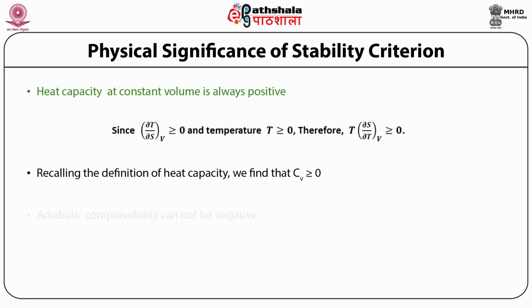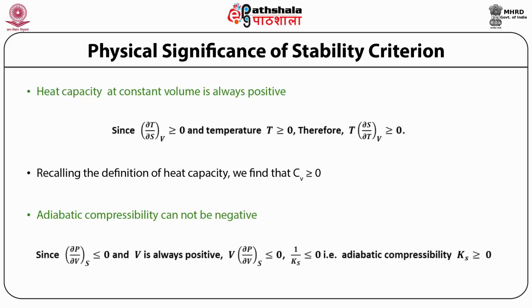Second, adiabatic compressibility cannot be negative. Note, since (∂P/∂V) at constant S is less than or equal to 0 and V is always positive, V (∂P/∂V) at constant S is less than or equal to 0, implying 1 upon Ks, that is adiabatic compressibility, is less than or equal to 0. That is, adiabatic compressibility Ks is always greater than or equal to 0.